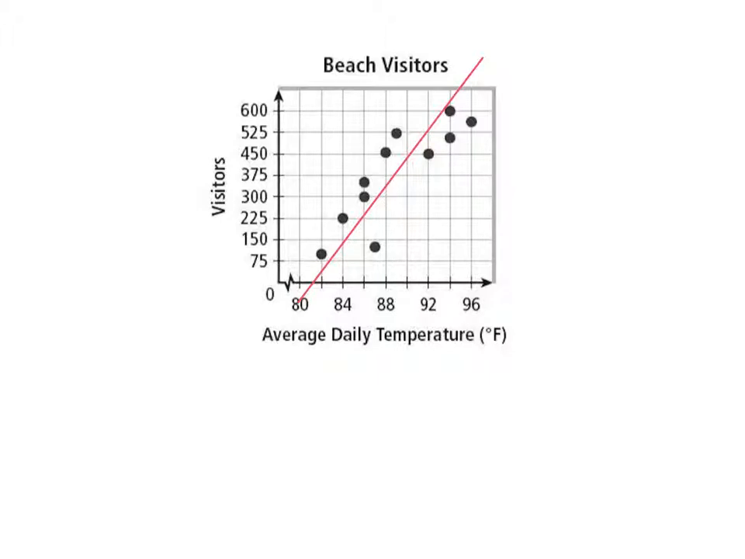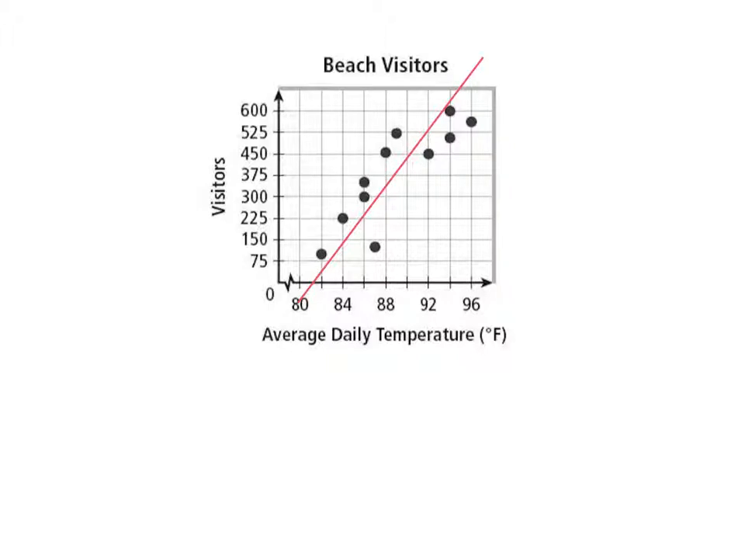When you do draw the line, you ideally want to have it where it intersects some easy coordinates to work with. So I drew the line here because I've got a point right there where the x is 92 and the y is 525. And then I've got another point down here where the x is 84 and the y is roughly 150.